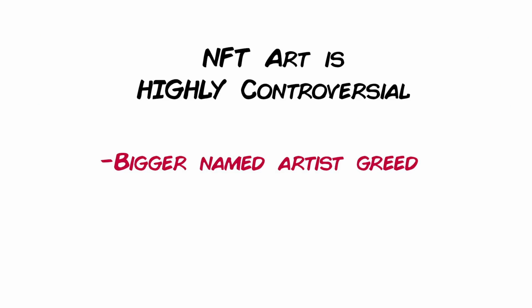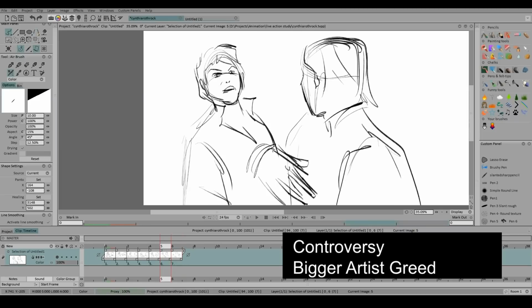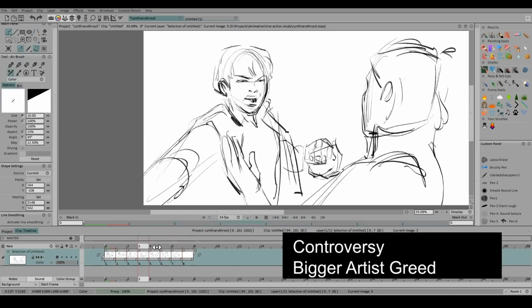Another controversy that I can think of is it's usually the bigger artists that are going to thrive in this platform, whereas the smaller artists are going to get duped or they're not going to do really well at all. They're probably going to lose money.